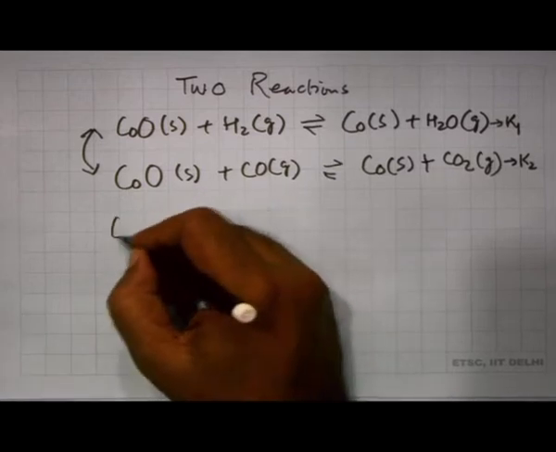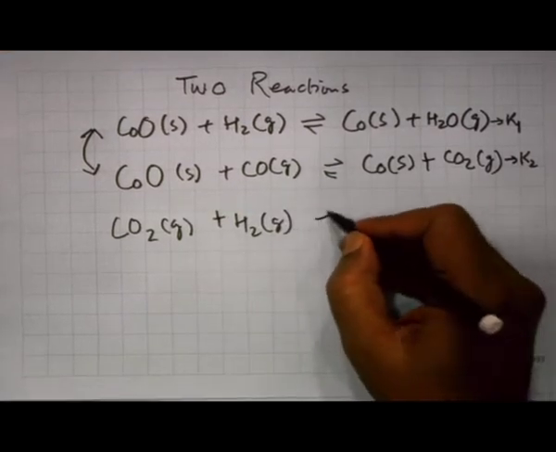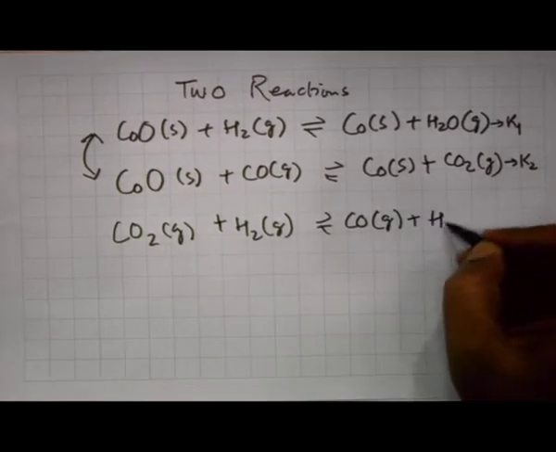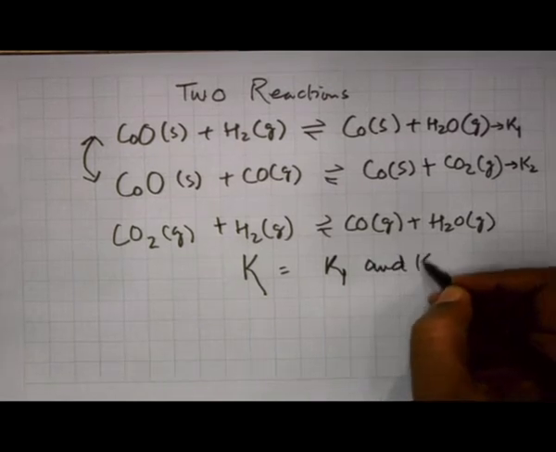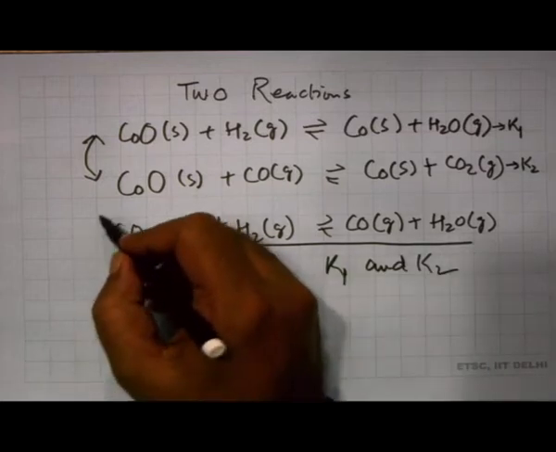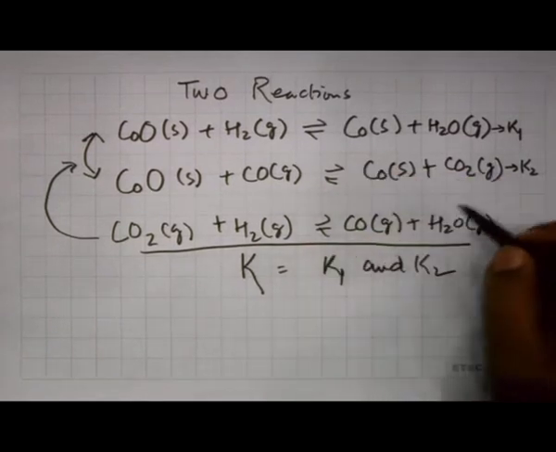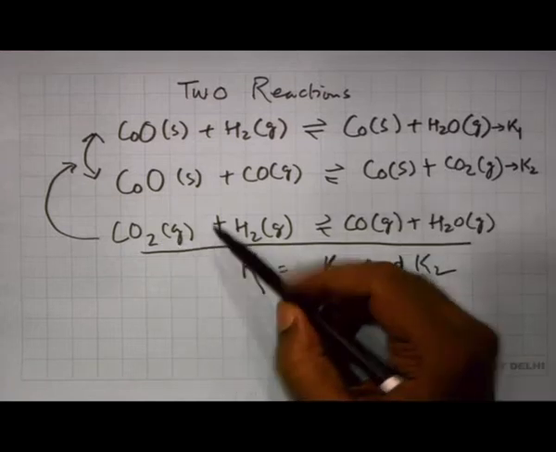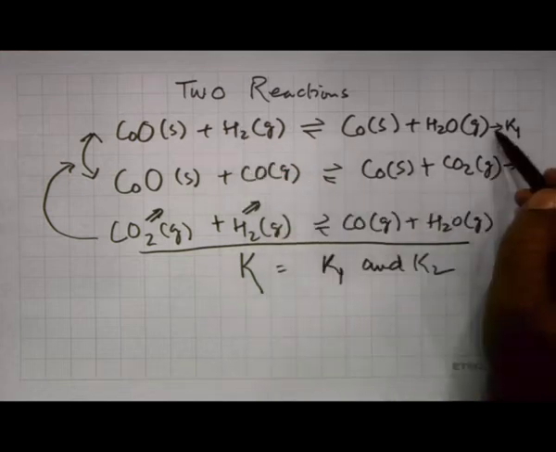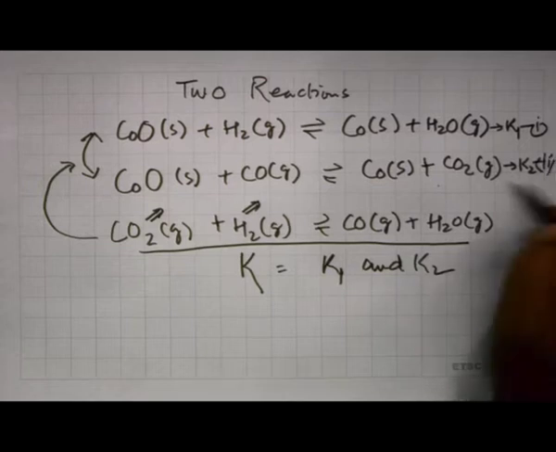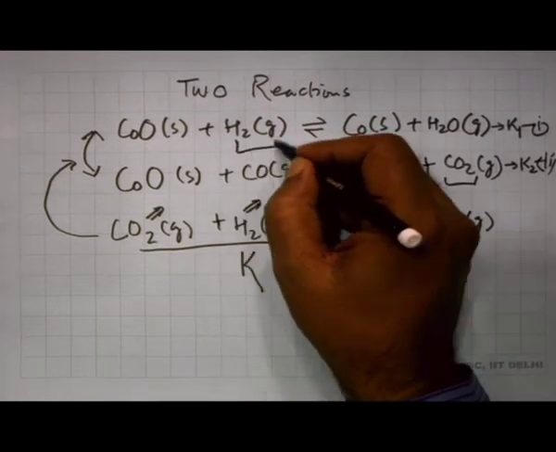For example, we can take CO2 gas plus H2 gas giving you CO gas plus H2O gas. So, K for this reaction can be expressed in terms of K1 and K2, since this reaction can be expressed in terms of these two reactions. Now, let us see whether we can do it or not. See this, what is reactant in this case? There are two reactants, CO2 and H2. If you see in the first and second reaction, suppose this is 1, this is 2, CO2 is product in this case, whereas H2 is reactant in this case.